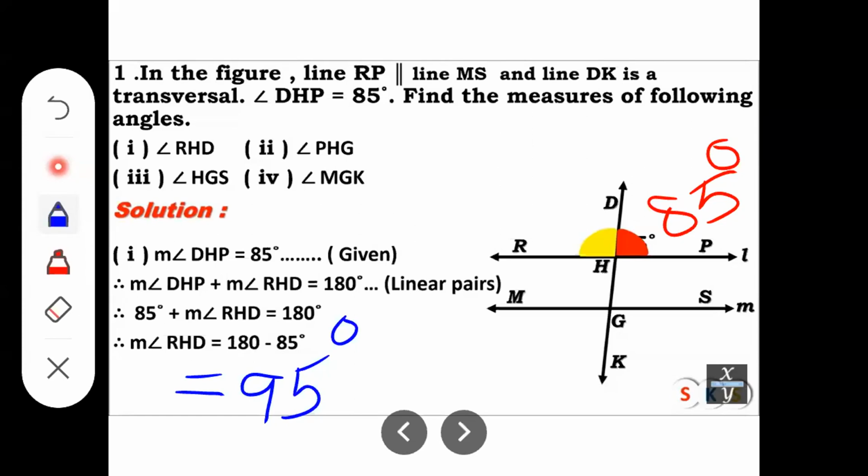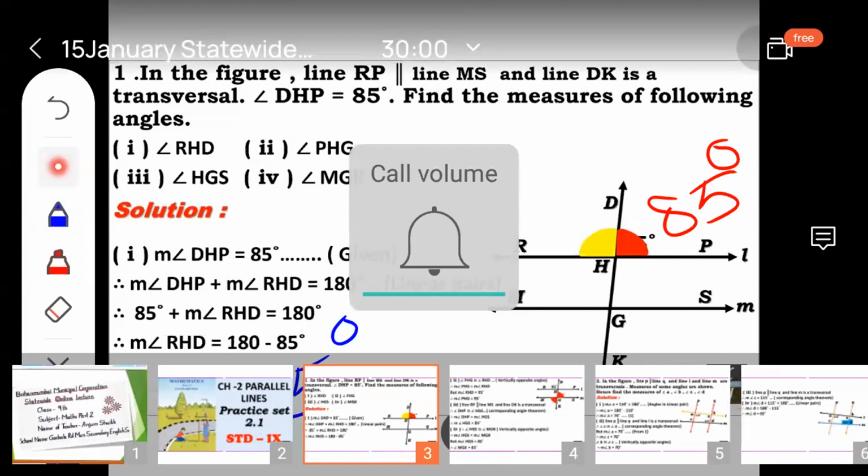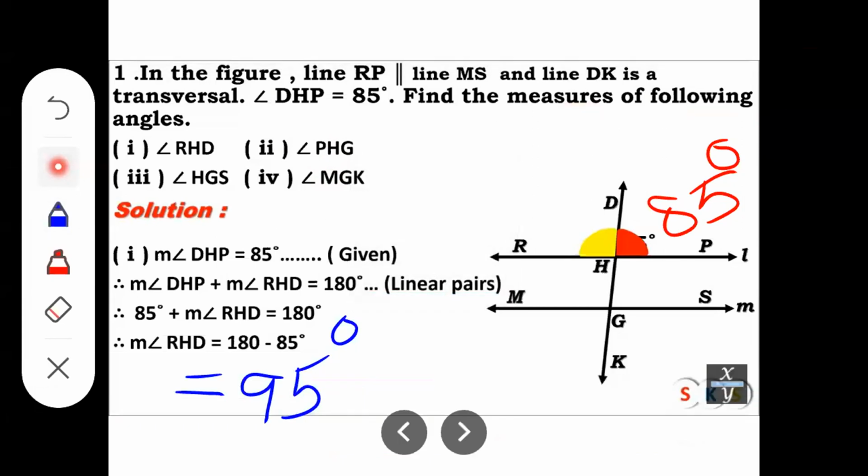Yes. Now the second angle, we have to find that angle PHG. So in the diagram, see where is angle PHG? That PHG means this angle. Now again, that's very easy. We can use two properties here. Okay. Now this angle, this 85, this angle and this angle, those are also angles in linear pair. That property you can use here.